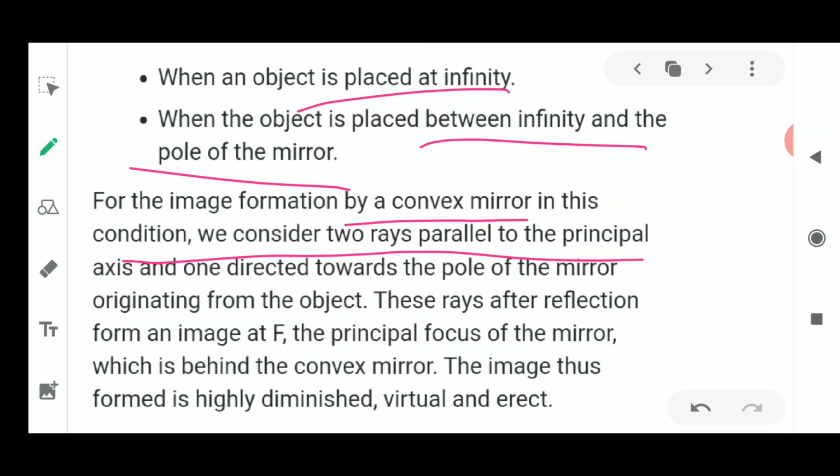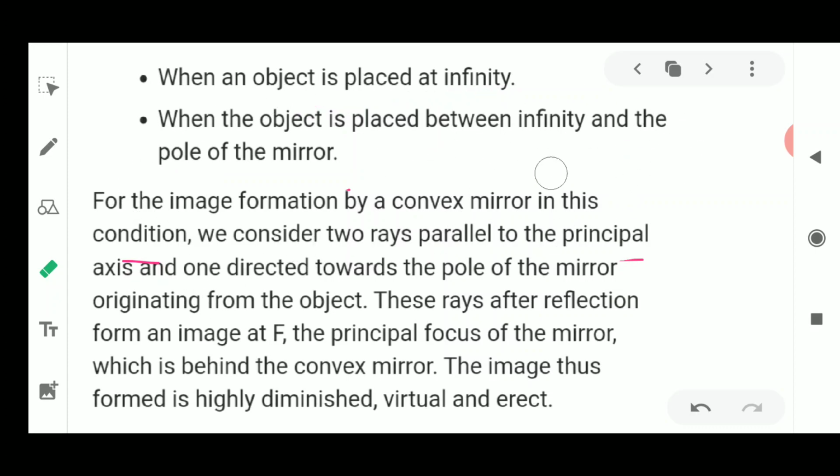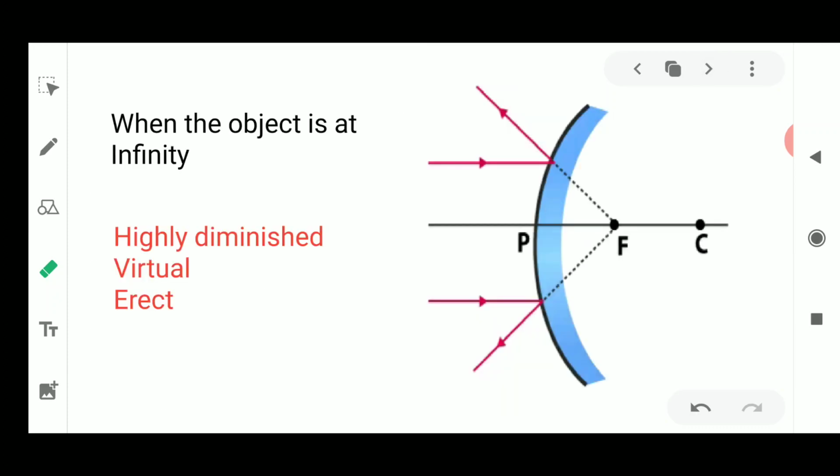Now we are going to see the ray diagram related to this convex mirror. The first ray diagram tells you about the position of the object when it is at infinity. Infinity means it is very far away. What happens if the object is placed very far away? It is a distant object. Now suppose the object is placed somewhere at infinity.